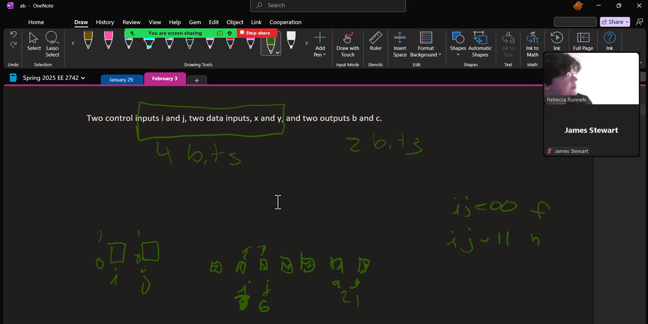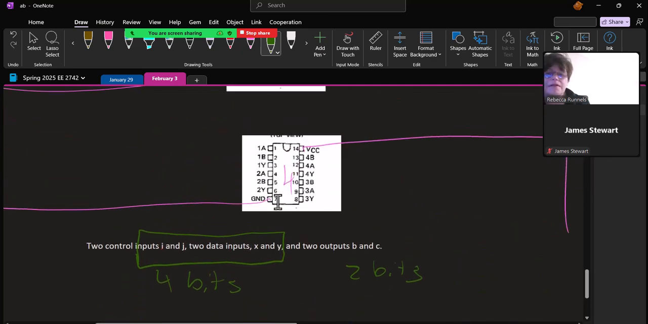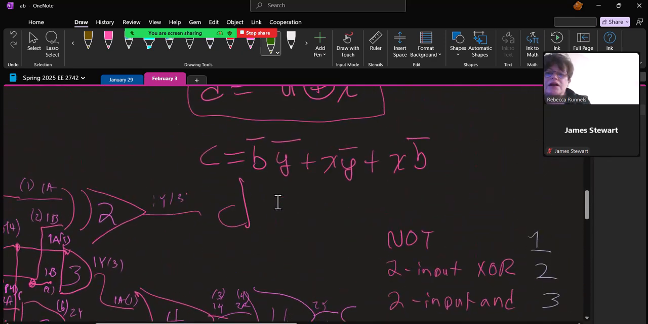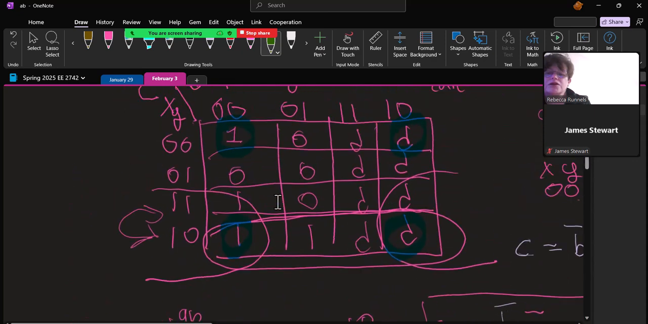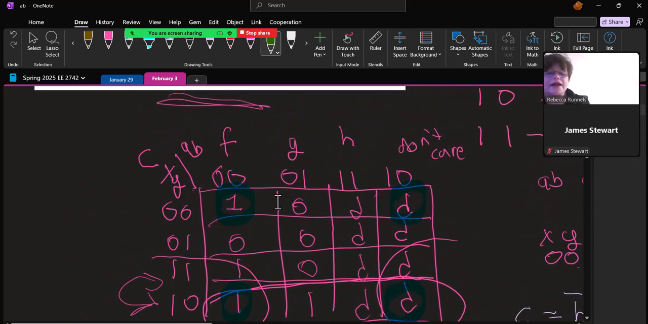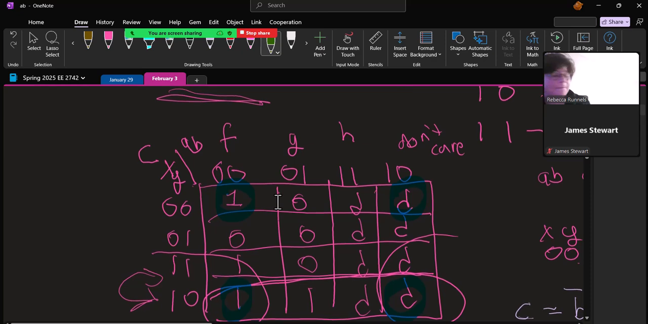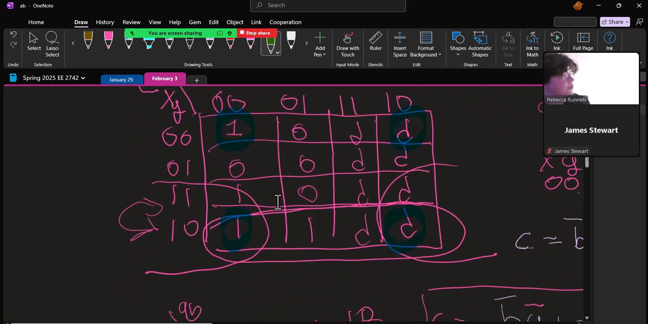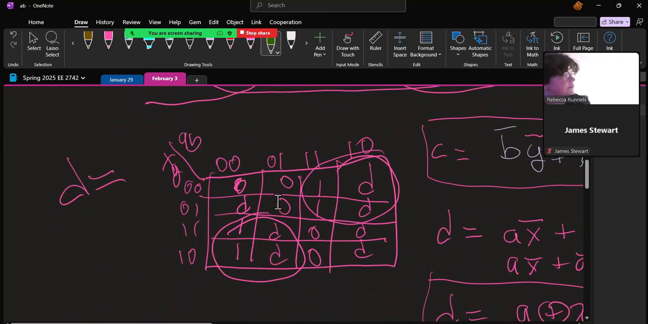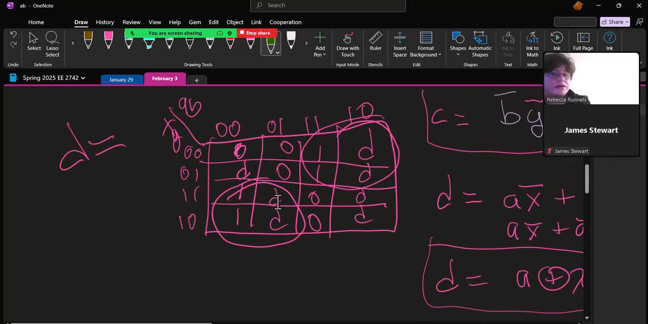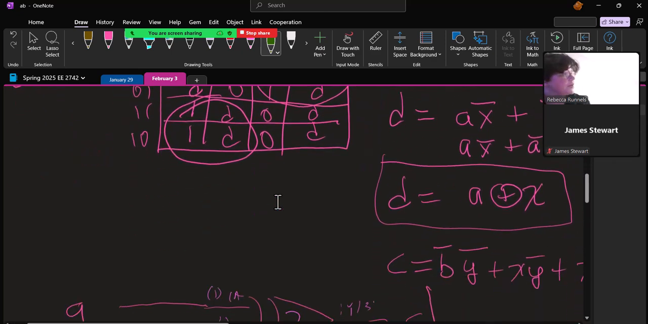Okay, so on a Karnaugh map, I and J would be like A and B, right? They were my A and B. And then X and Y would be X and Y. C would be the output, so that would be C and D. It'd be my C and D.